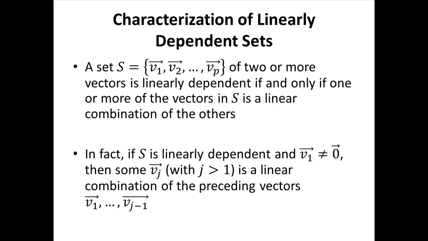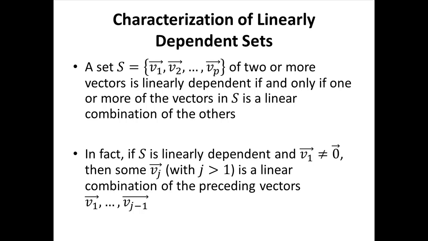It says if you've got a set, which we'll call capital S, of 2 or more vectors, then that set is linearly dependent if and only if one or more of the vectors in that set S is a linear combination of the others. So again, think about what we had with 2 vectors. We said that the set was linearly dependent if one of the vectors was a multiple of the other. So if we have more than 2 vectors, we say that the set is linearly dependent if one of the vectors is a linear combination of the others. It's just a generalization of the situation when we have 2 vectors.